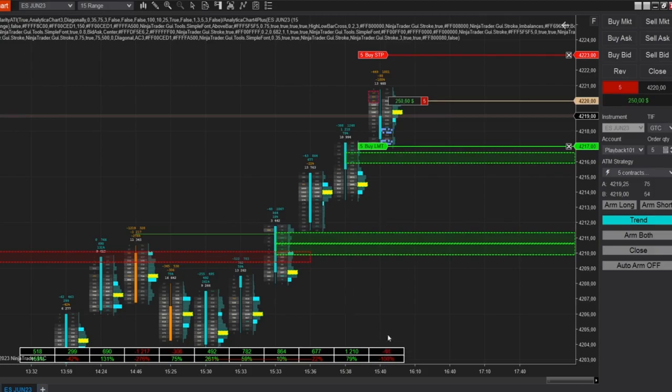Yeah, delta is picking up again. We might get stopped out, but these imbalances will hold the price lower.